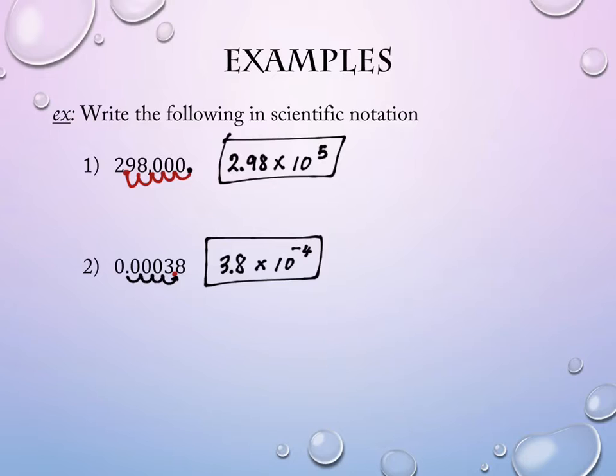Negative exponents represent, in scientific notation, small numbers. And positive exponents represent big numbers. Yeah, it's a chemistry thing too, you bet. Absolutely.